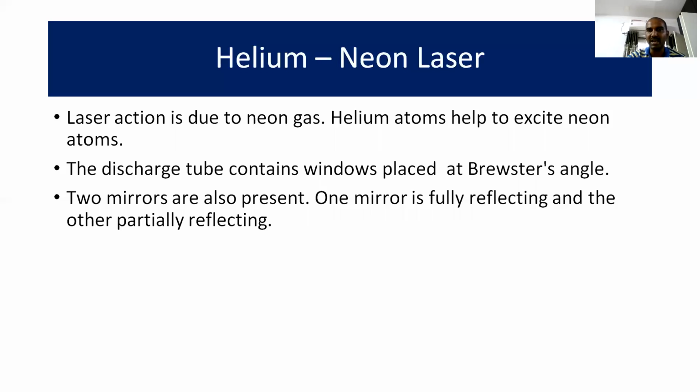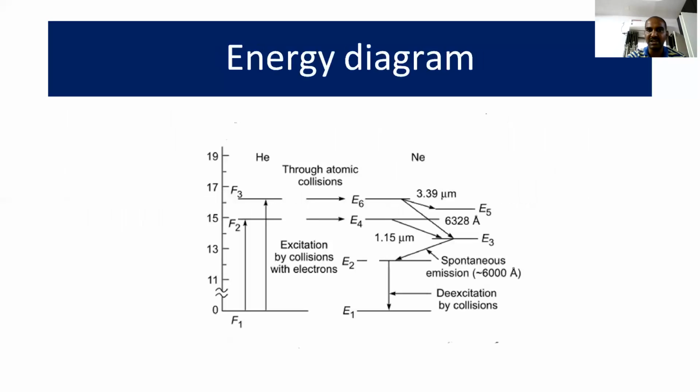Laser action is due to the neon gas, and helium atoms help the excitation of neon atoms. The discharge tube has windows placed on both sides at a specific angle called Brewster's angle. Here that angle is theta equals tan inverse of n. Two mirrors are also present on both sides of the discharge tube. One mirror is fully reflecting and the other one is partially reflecting.